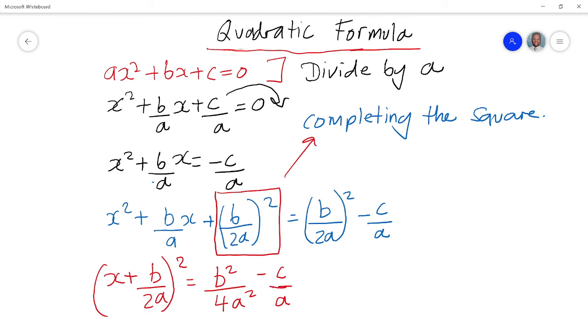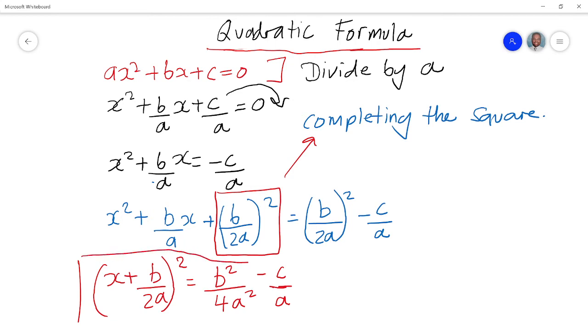That's what's going to happen. So we've now reached a point where that becomes part of completing the square. x plus b over 2a, squared, is equal to, we square this expression, b squared over 4a squared minus c over a.